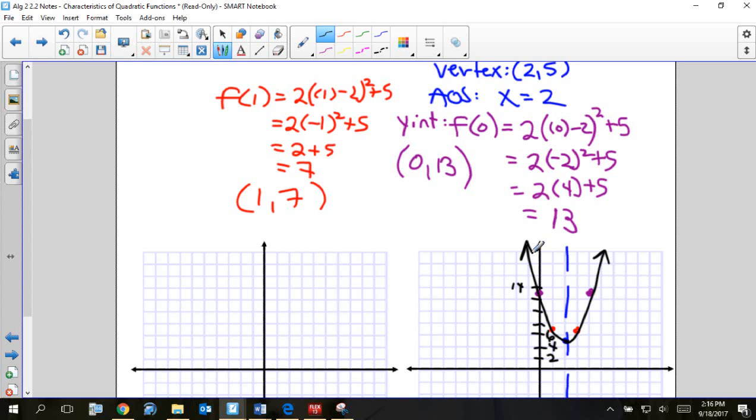All right, you guys sick of vertex form? Sick of transformations? Are you ready to move on to something different? Nothing? Well, we're about to move on to something different. Half of your homework is going to be what we just did, graphing when it's in vertex form. The other half is going to be the stuff we're about to do.